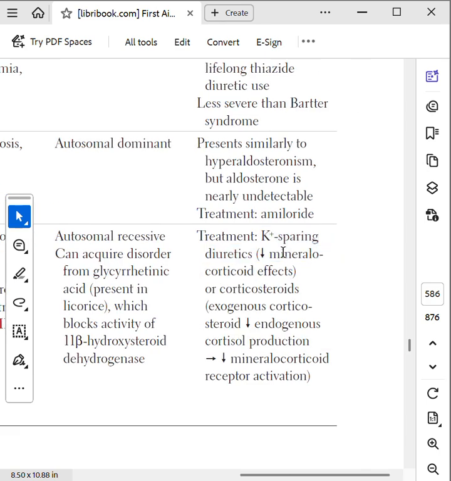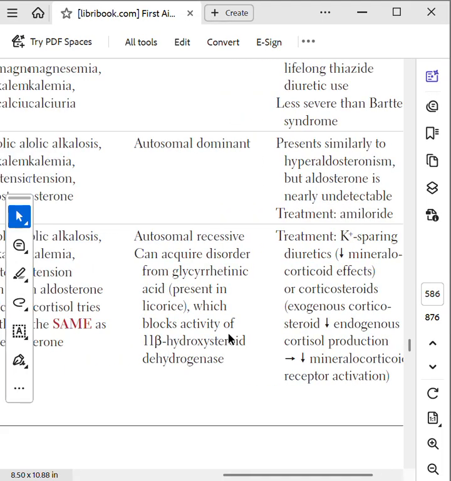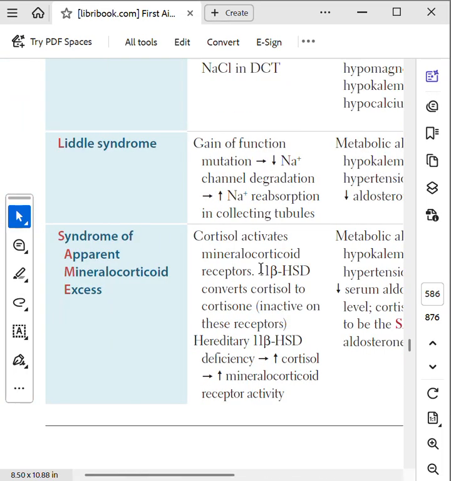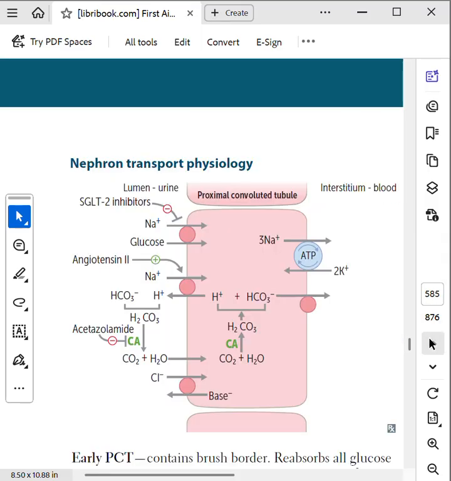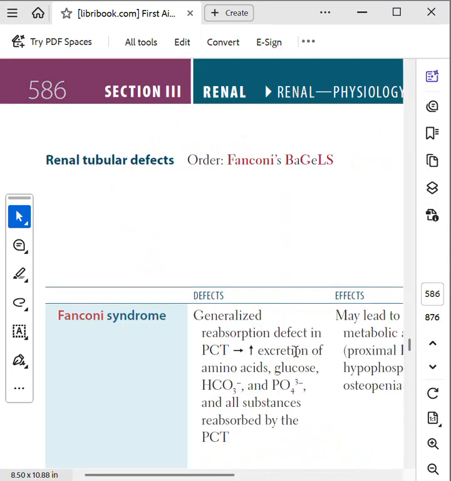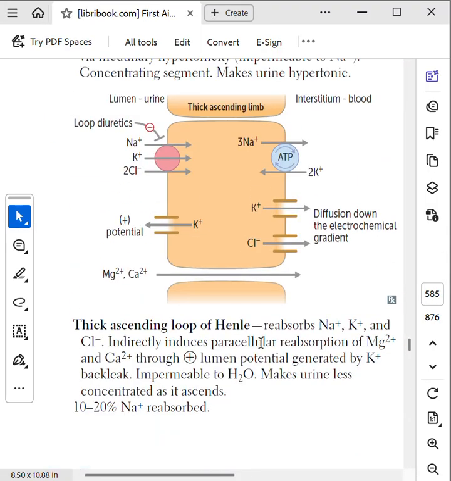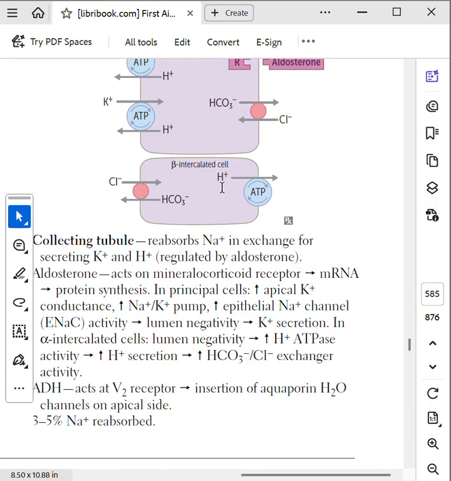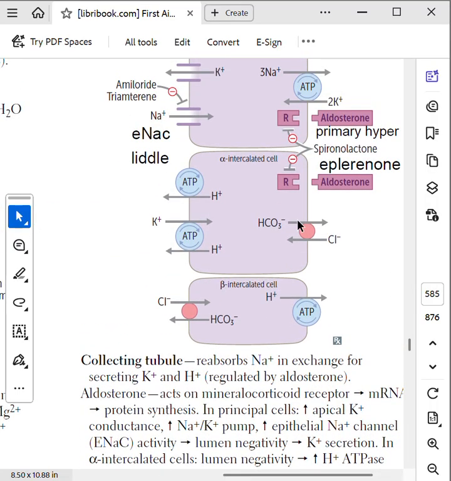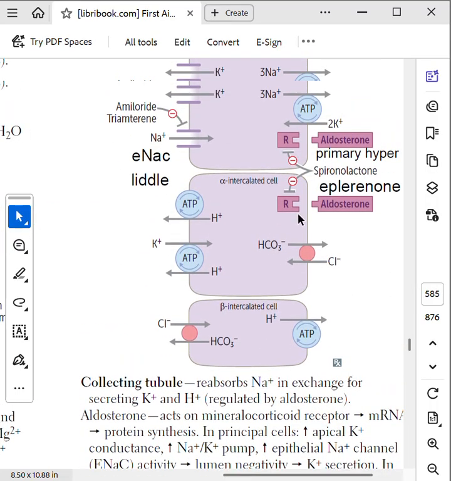Potassium sparing diuretics decrease mineralocorticoid effects or corticosteroids, and that's basically what you do in this syndrome. We'll come back to it later, but first let's finish this collecting tubule theory here. So the collecting tubule reabsorbs sodium in exchange for potassium, and we saw that aldosterone was also participating.